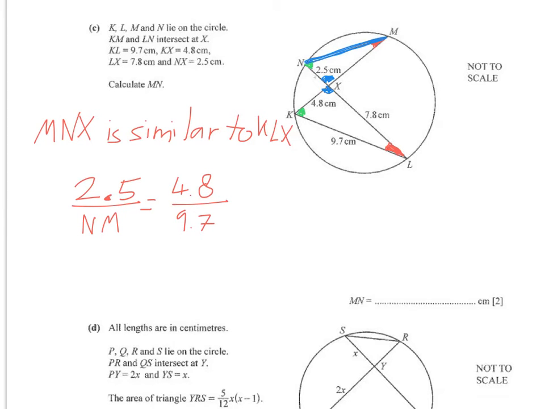Doing a bit of rearranging there. I'm just going to race through to the end of that one. I'm sure you can do it yourself. I hope so anyway. You get 2.5 multiplied by 9.7 over 4.8, and that gives you the answer of 5.05, I believe.